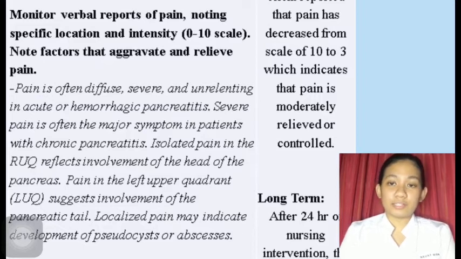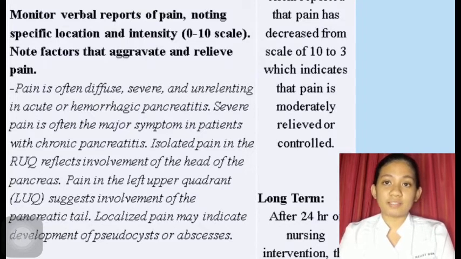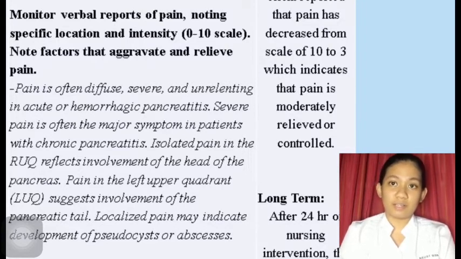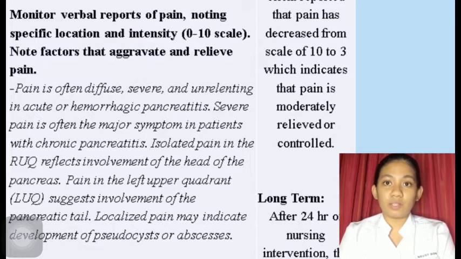The rationale for that is, pain is often diffuse, severe, and unrelenting in acute or hemorrhagic pancreatitis. Severe pain is often the major symptom in patients with chronic pancreatitis. Isolated pain in the right upper quadrant reflects involvement of the head of the pancreas. Pain in the left upper quadrant suggests involvement of the pancreatic tail. Localized pain may indicate development of pseudocysts or abscesses.